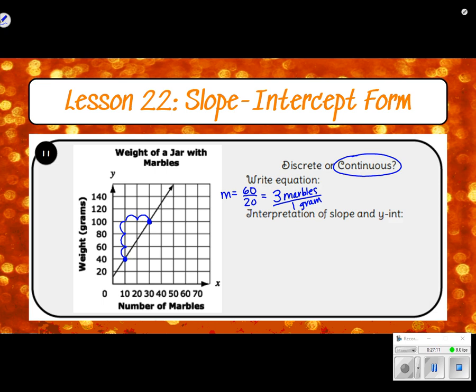So what we have is a jar of marbles. So this point right here, our y-intercept, is how much the jar weighs without any marbles in it. And unless we figure out what it is exactly, we're just going to have to estimate. So let me show you a trick on how to figure it out. And we're going to use this again in a little bit. We're going to plug in what we know so far. We know the slope is 3. We know a point. This is 10, 40. And we're going to plug in 10 for x and 40 for y.